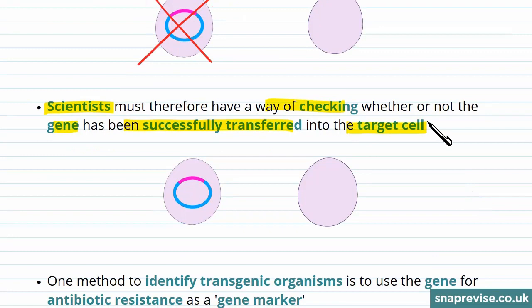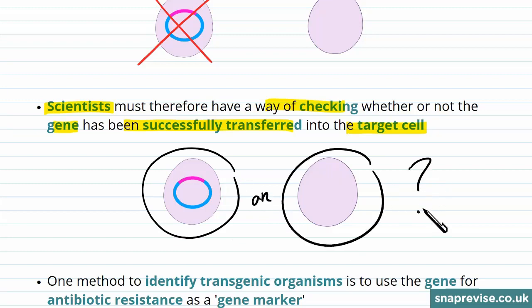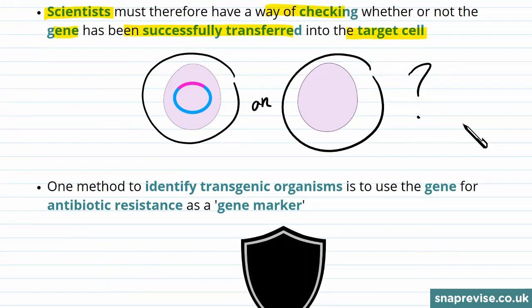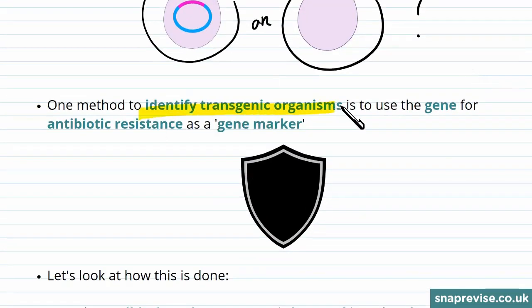into the target cell. So scientists may not be able to tell if the cell has a vector in it or doesn't have a vector in it. So scientists need a way of checking which one has a vector. Otherwise, the target cell won't have the desired characteristics and won't be of any use. So one method scientists use to identify transgenic organisms is to use a gene for antibiotic resistance as a gene marker.